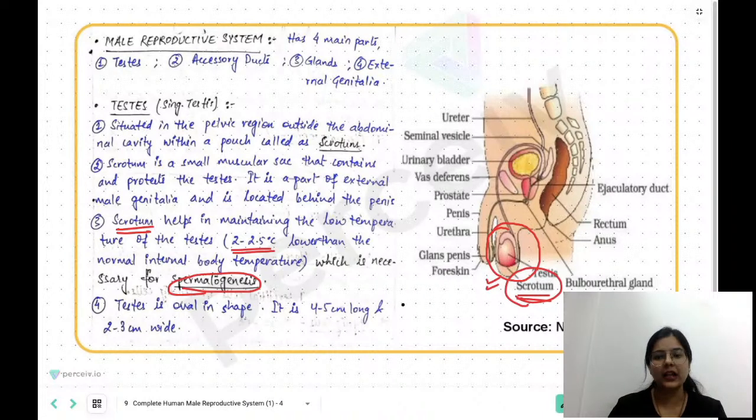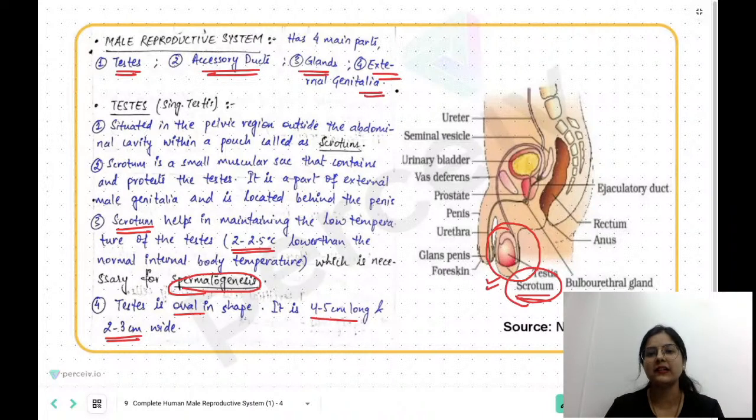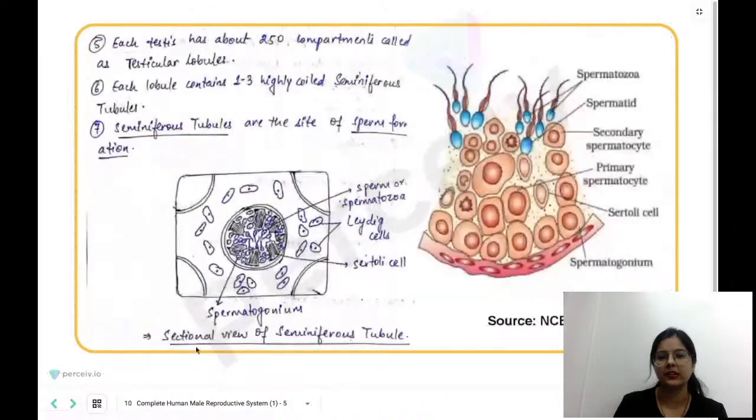Now, when you look at the shape of the testis, it is usually oval in shape, and the length is 4.5 centimeters and the width is 2 to 3 centimeters. So this is the case. This we have all seen. Now, we have seen the testis as an individual component, but what about the other components? The other components basically include accessory ducts, accessory glands, and the external genitalia. So we will be discussing this as well in the coming slides.